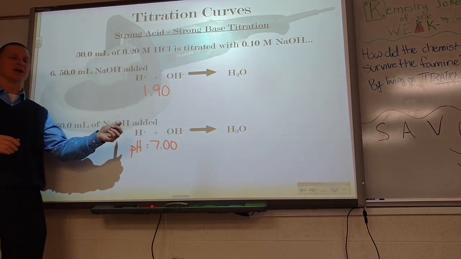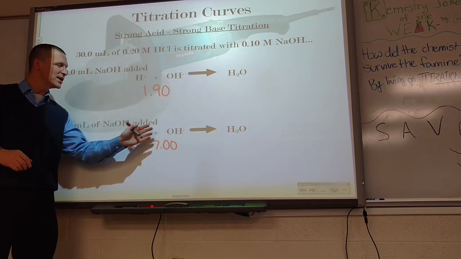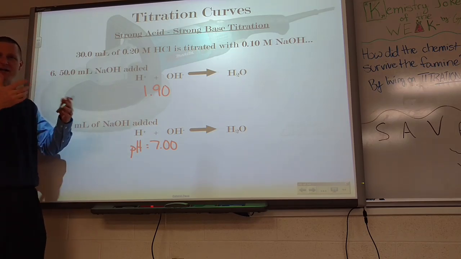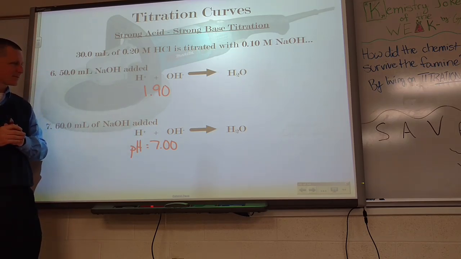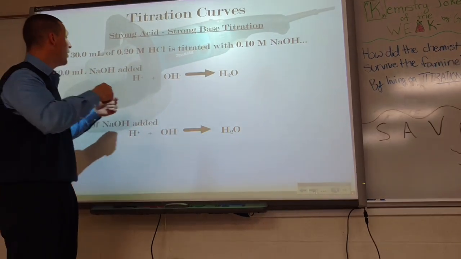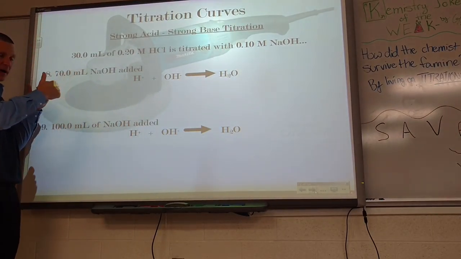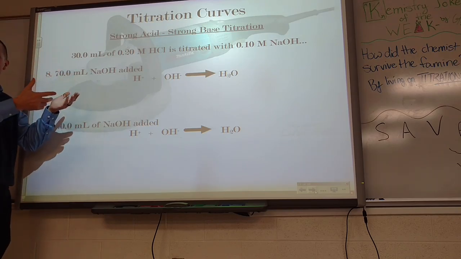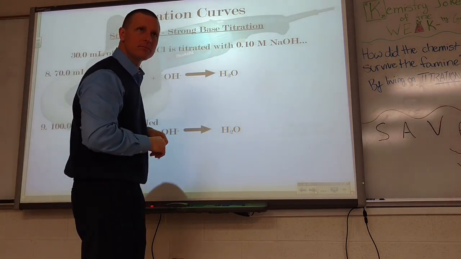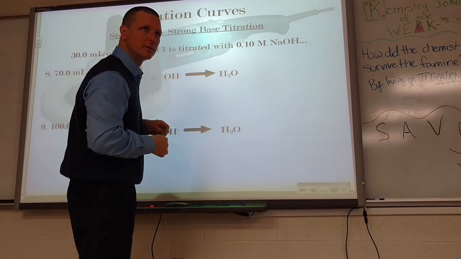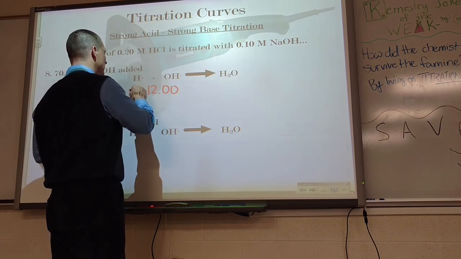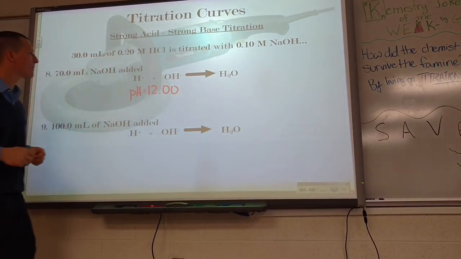Because this is the point at which the number of moles of hydrogen ion are equal to the number of moles of hydroxide ion, and they cancel out. Then we're past the equivalence point now, and we've added more sodium hydroxide than there was hydrogen at the beginning. And what do you get for pH? 12. 12.00. Yeah.